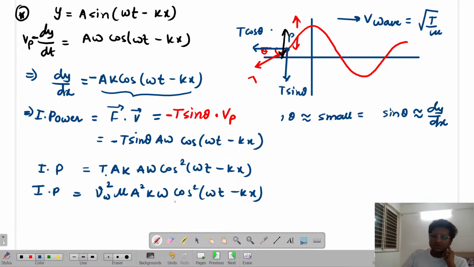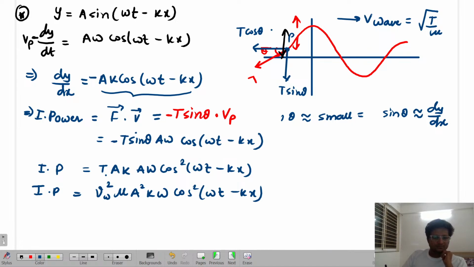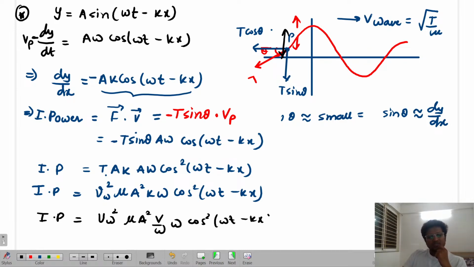And what is omega by k? Basically, k is omega by v. So instantaneous power is omega by velocity. Sorry, so velocity cancels. If I use k as omega by v, then I get mu a square omega square v cos square(omega t minus kx). Sorry, what I have written is omega by v, so v and v got cancelled.